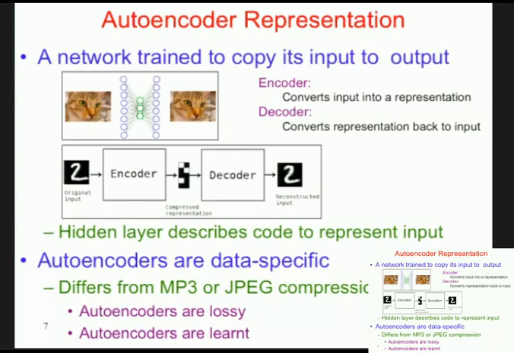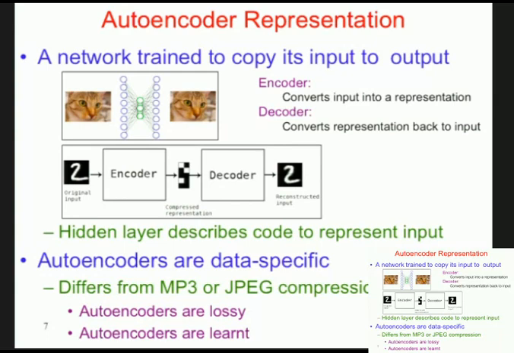So autoencoders are data specific because they're learning on the data. They're very different from MP3 or JPEG and that kind of thing, whose job is to produce the data exactly, right? That is lossless compression. Here we want a lossy compression. So autoencoders are lossy, and autoencoders are learned. They're learned from the data.